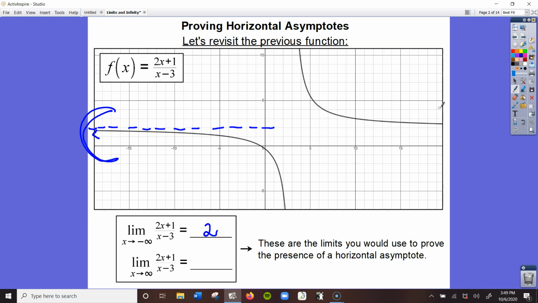And we can see that it is leveling out at this particular y value, which is 2. If I were to look at the right side of the graph, same thing, we see that the graph there is leveling out as well at the same exact value of 2. And that's because we have a horizontal asymptote, which affects the end behavior. So these are the limits that you would use to prove that there is a horizontal asymptote.